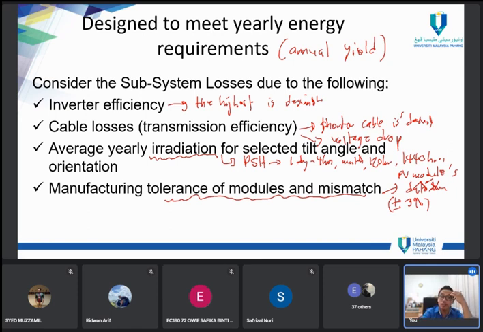So this value also we need to consider in this calculation in order to solve for the third criteria solution. Okay.